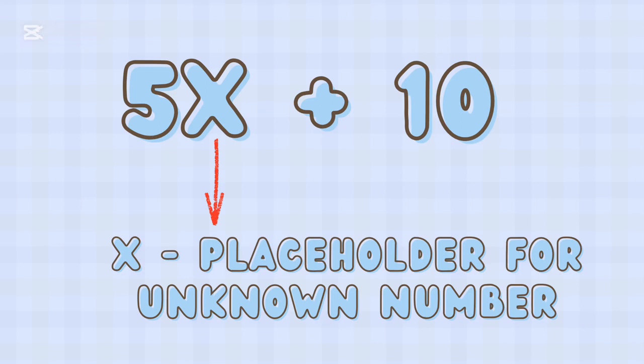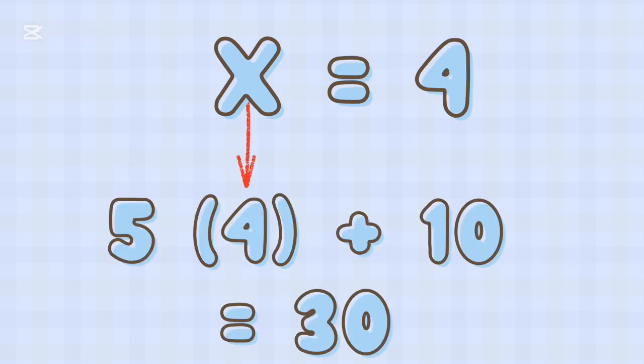Let's take 5x plus 10. The x is used as a placeholder for a number that we don't know of yet. So let's say x is 4. Therefore, we can replace x with 4 and say 5 times 4 plus 10 is 30.